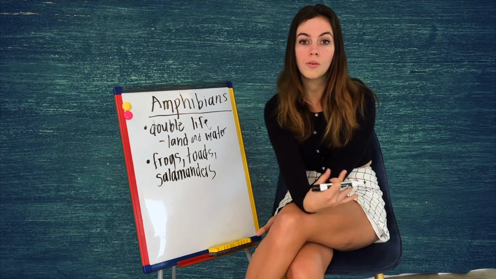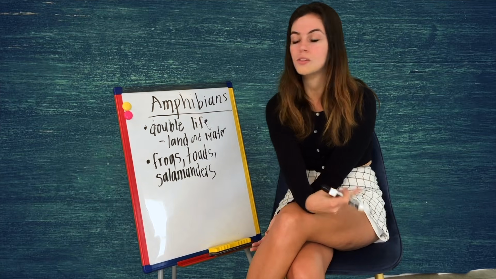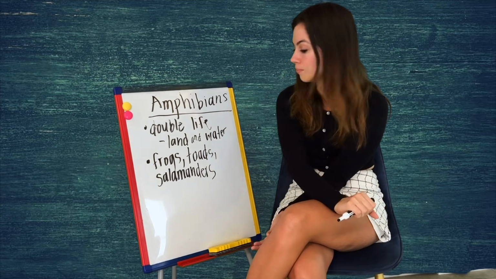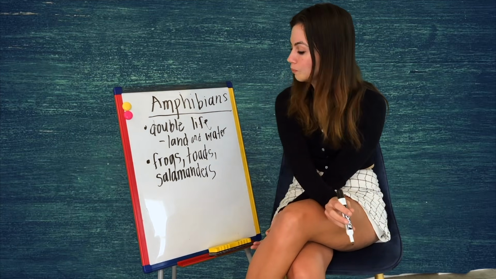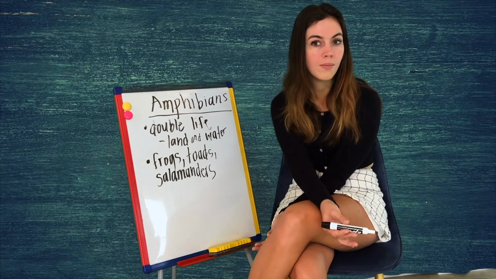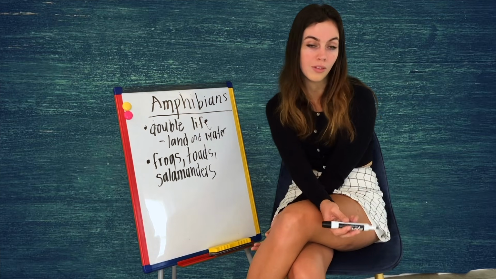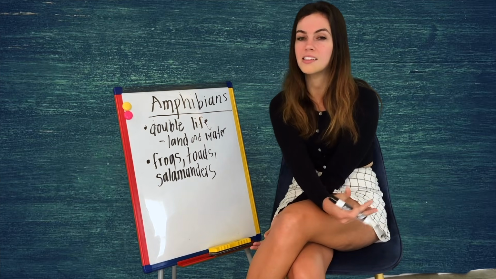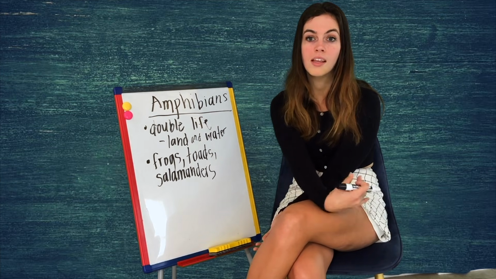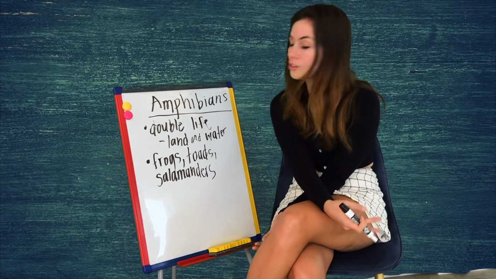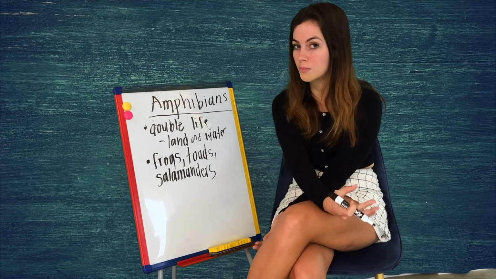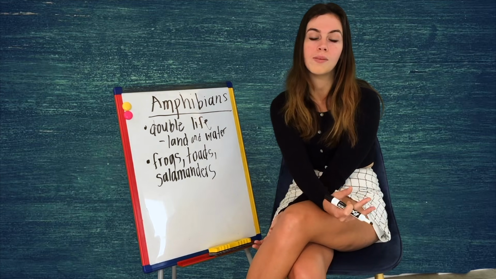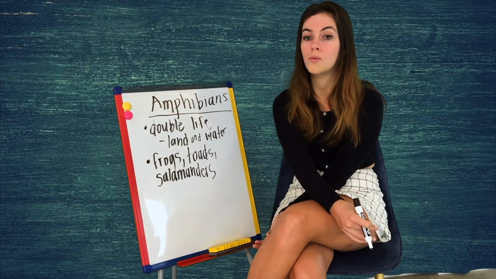So they go through metamorphosis. So when you think of frogs, they go from a tadpole to a frog. So they're going through those changes. Adult amphibians breathe with lungs or through their skin. Their skin is usually thin and moist, and that's to keep it from drying out. So in order for it to not dry out, they must stay near water or damp places. Amphibian eggs do not have shells, so they must be laid in water or where the ground is wet.